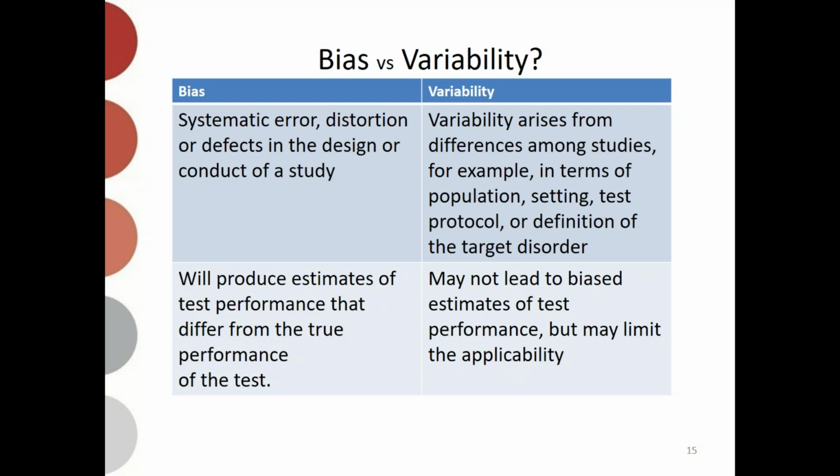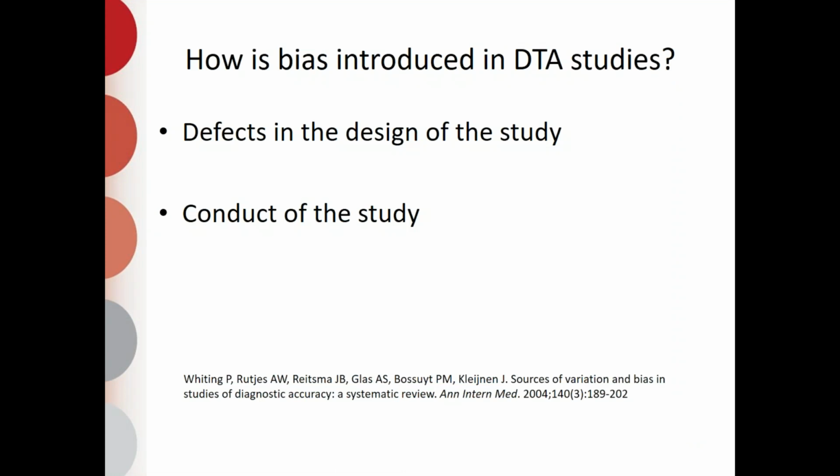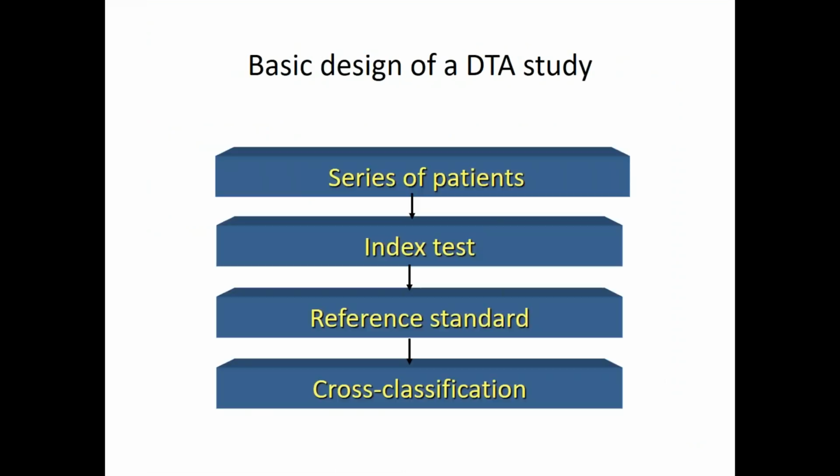Now, bias will produce estimates of test performance that differ from the true performance of the test. Variability may not lead to biased estimates, but will just introduce some variability in the accuracy measures, and this affects applicability of the findings. How is bias introduced in DTA studies? Two ways: through defects in the design of the study and through defects in the conduct of the study.